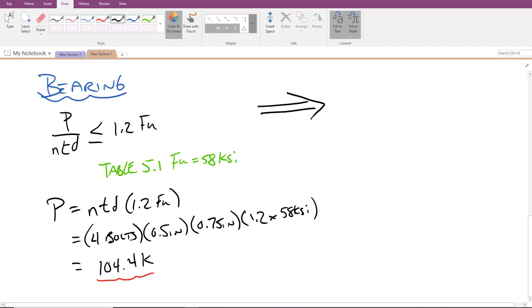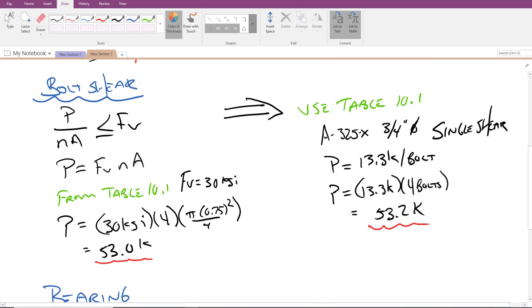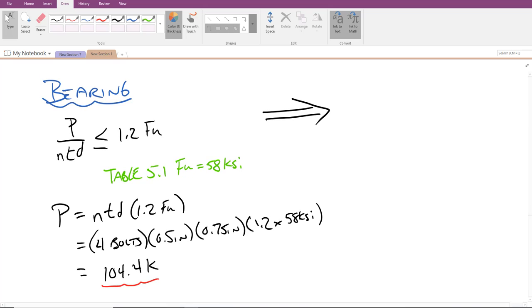Now, just like the previous one, we can also go back and use a table. Or sorry, this is the other table, table 10.2, has the bearing. And so in this table, we would want to look up where the ultimate stress was 58 KSI. And we've got a 1/2 inch thickness.